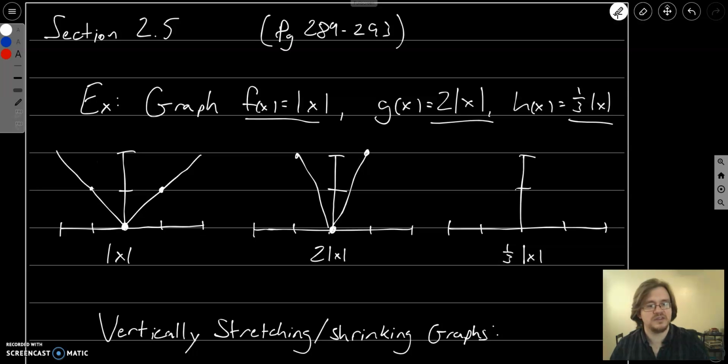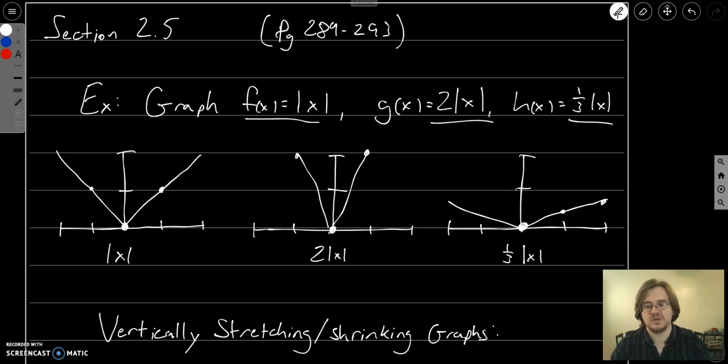However, if we multiply by 1/3, now each of the heights of our original function is going to be reduced by 1/3. So at 0, 1/3 times the absolute value of 0 is still 0. 1/3 times the absolute value of 1 is 1/3, and 1/3 times the absolute value of 2 is going to be 2/3. And a similar thing will happen on the other side. So now what we've done is we've sort of shrunk our graph. It's as if we're pushing down on it from the top and pushing up on it from the bottom, and we've pushed the graph together.